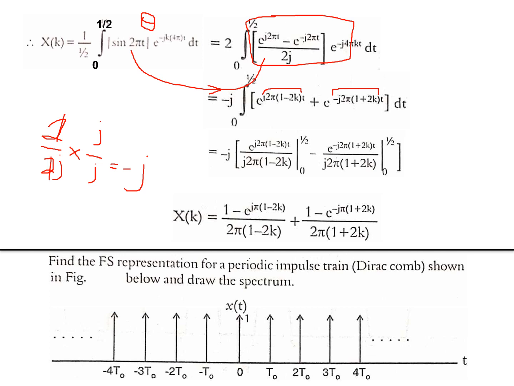Okay, next problem. Find the Fourier series representation for the periodic impulse train shown in the figure and draw the spectrum. There is another name for the periodic impulse train, that is Dirac comb. It's a Dirac function, because impulses come one after another. It's a periodic impulse. It is also called a periodic train.